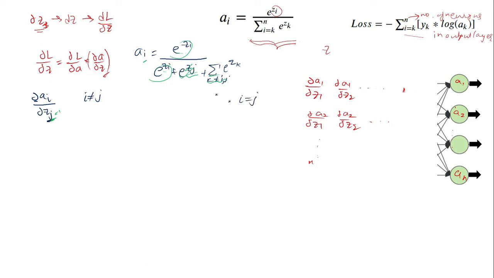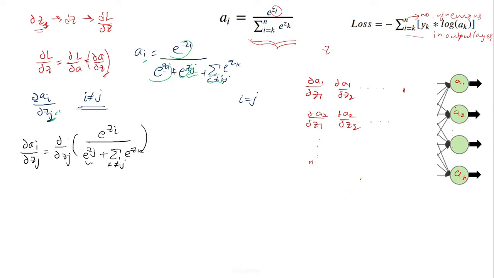And in both these cases this derivative is going to be different because the variables and the constants in this equation are going to change. So let's first find it for this case. We can write this as e power zi upon e power zj plus summation, where k is not equal to j.